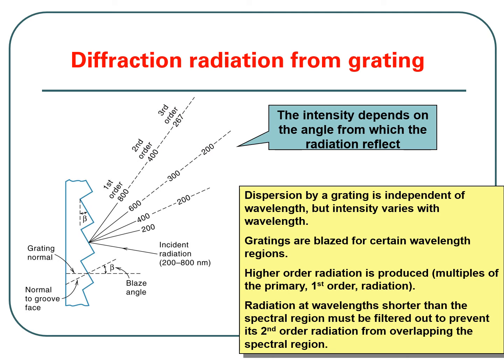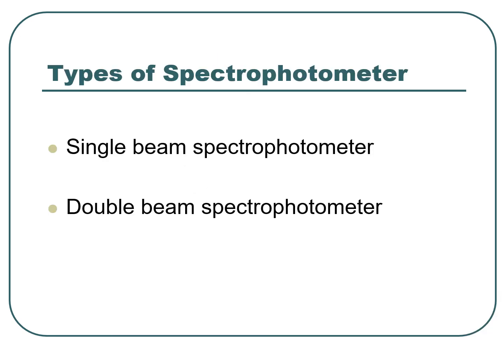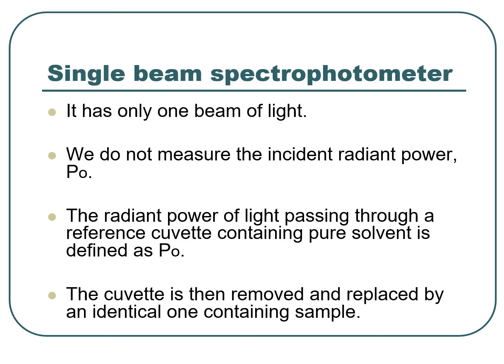The figure here shows the diffraction of radiation from the grating. The intensity depends on the angle from which the radiation reflects. Now class, let's move to the types of spectrophotometer. Here we are going to discuss the single beam spectrophotometer and the double beam spectrophotometer.